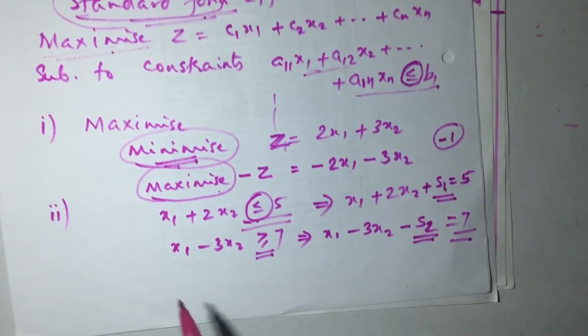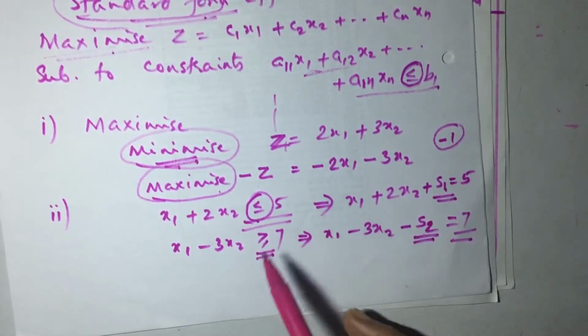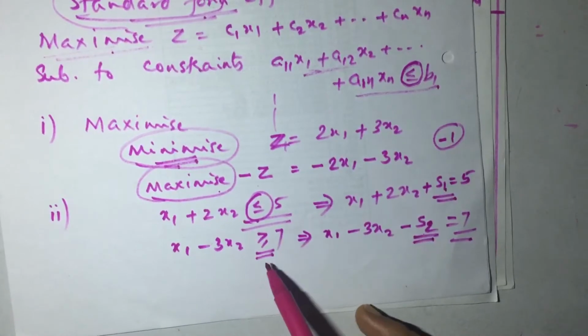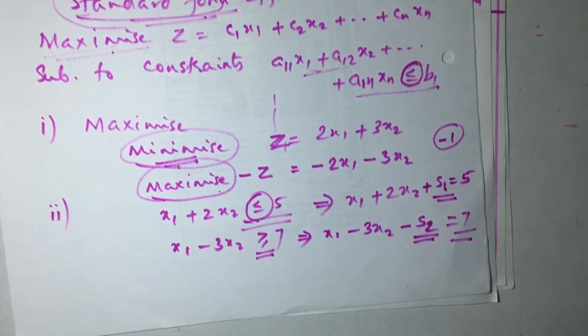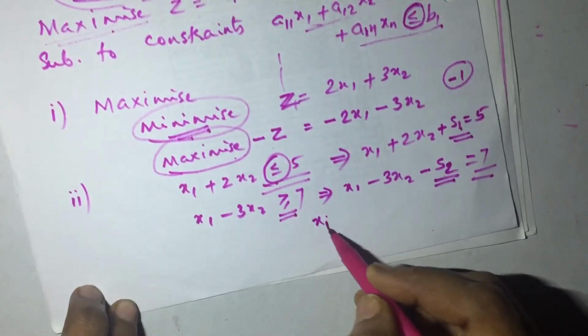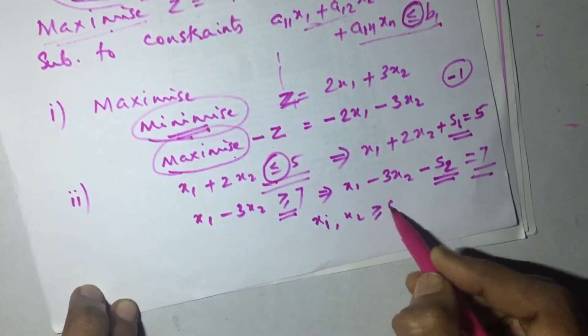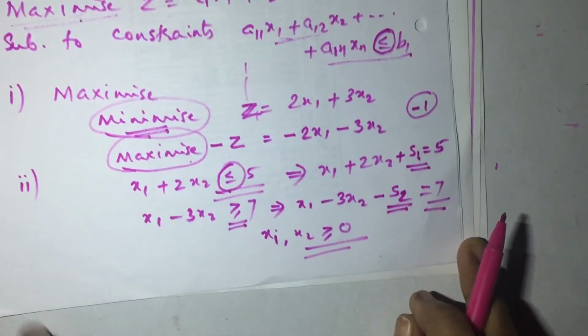So that is the second condition: in the standard form of an LPP, all the constraints are expressed in the form of equations. Be careful, except the non-negativity restrictions. The non-negativity restrictions are given at the end, x1, x2 etc. greater than or equal to 0. These will be as they are. These are the non-negativity conditions.